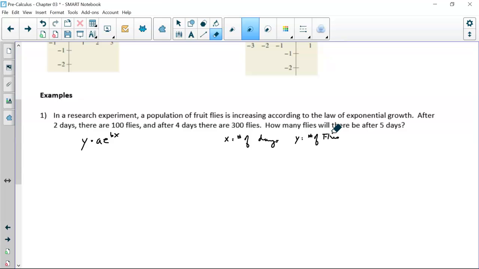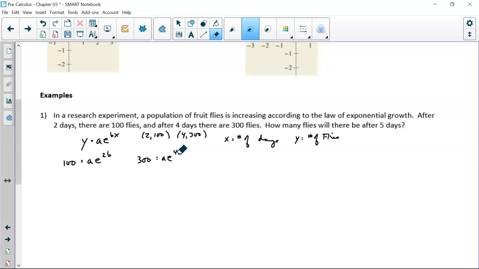So what we have here is we can write two equations. So looking at this, 2 days, 100 flies. So that's 2, 100. 4 days, 300 flies. 4, 300. So we're going to substitute. 100 equals a times e to the 2b. 300 equals a e to the 4b.